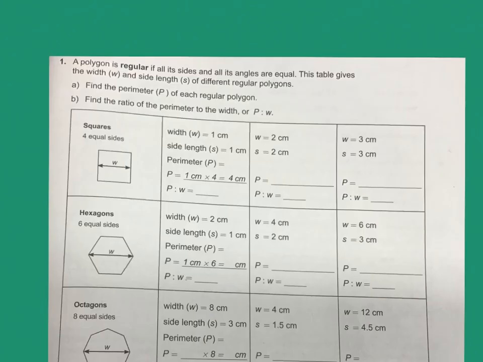In question 1, we're going to be looking at regular polygons. A polygon is considered regular if all of its sides and all of its angles are equal. The table gives us the width and side lengths of different regular polygons. We have two jobs. Our first job is to find the perimeter of each regular polygon, and then to find the ratio of the perimeter to the width. So we can fill this in together.